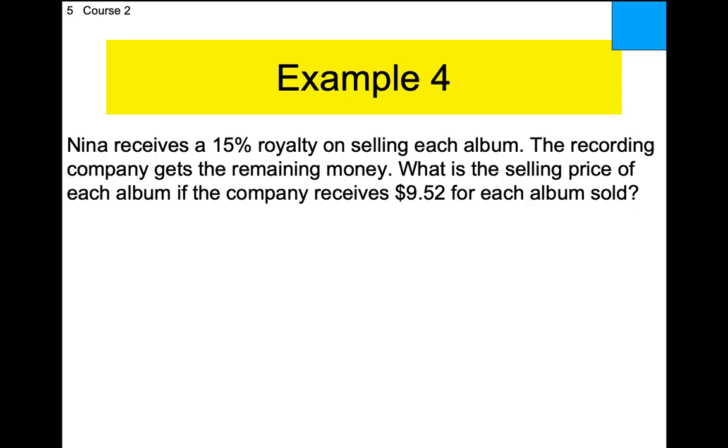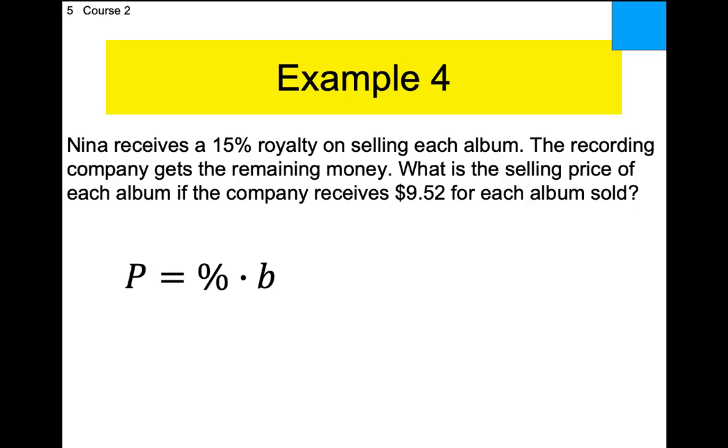All right. Back to this, 50% on each album sold. The recording company gets the remaining money. What is the selling price of each album? This one's a tough one. If the company receives $9.52 for each album sold. It sounds like this is straightforward. This one's tough. P stands for what? All three: royalties, commission, and this. Okay, well, do we know how much this person receives for royalties? Nope. We know the percentage rate. So let's think this one through. This one's complicated. The amount the person receives for royalties is a percentage of the total price.